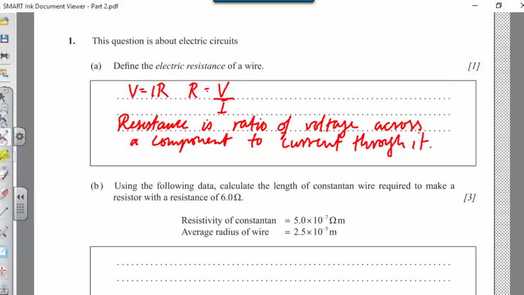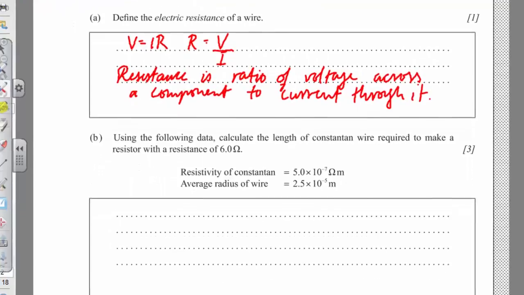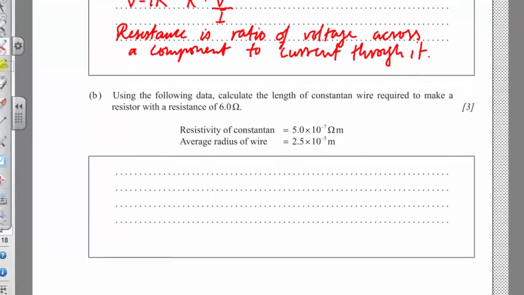Okay. Using the following data, calculate the length of wire required to make a resistor with resistance of 6 ohms. Length of conducting wire required to make a resistor. Okay, constantan, I've never even heard of that, but anyway, you don't need to know what that is. Calculate the length required for resistance.